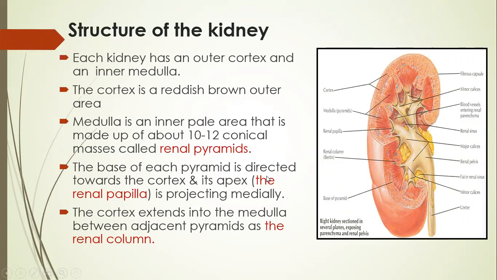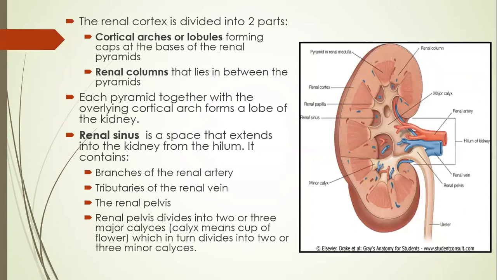We'll talk about that. The cortex extends into the medulla between the adjacent pyramids as the renal columns. As you can see here, the cortex is here, but a part of it extends between the pyramids. This is called the renal columns. So all these terms you should know: what is renal column, what is renal pyramid, renal papillae, and the cortex, medulla, and all those things.